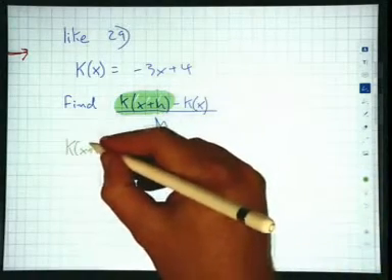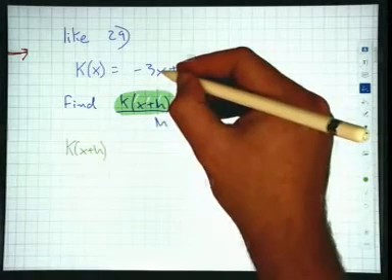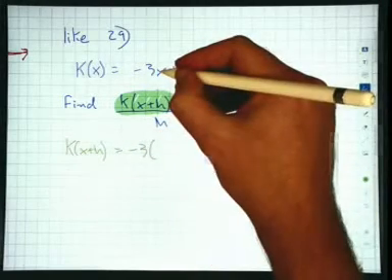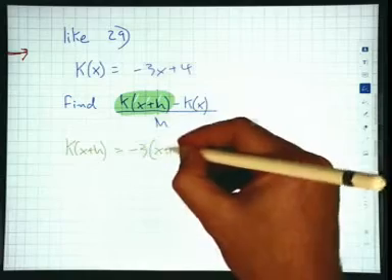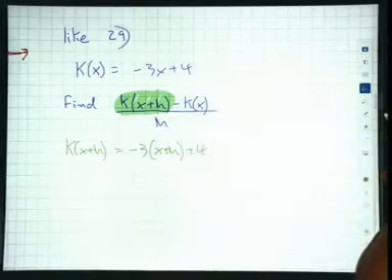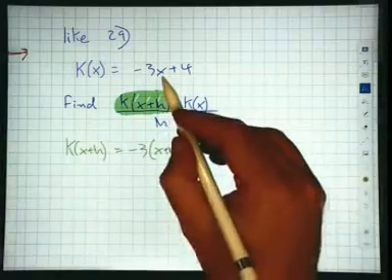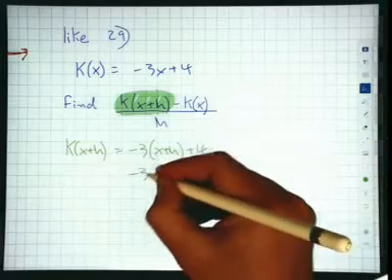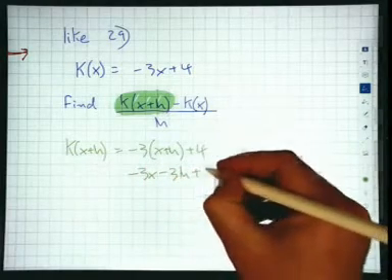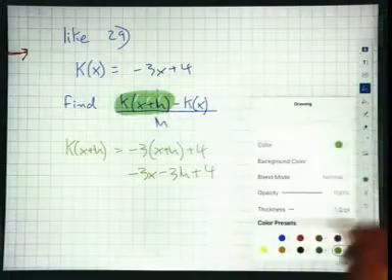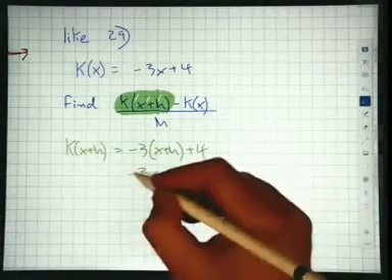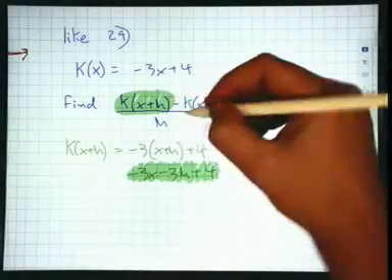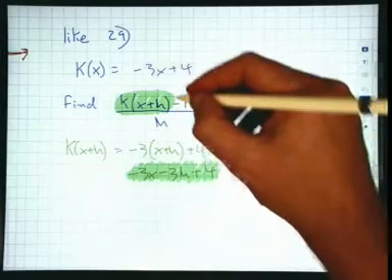So this means to plug in x plus h in for the x in k of x. So we have negative 3 times, not x, but x plus h, plus 4. Do you see, I'm replacing this x with x plus h. Distribute the negative 3. And this, that I'm highlighting in green, is my k at x plus h.